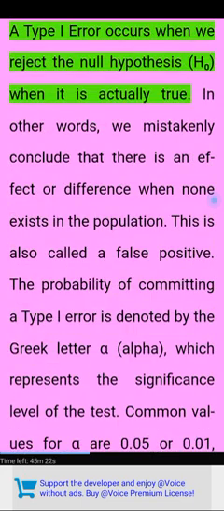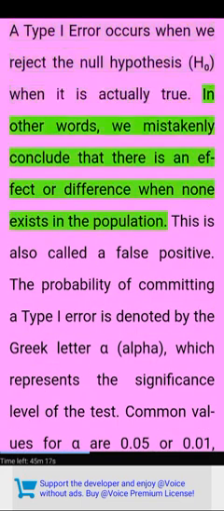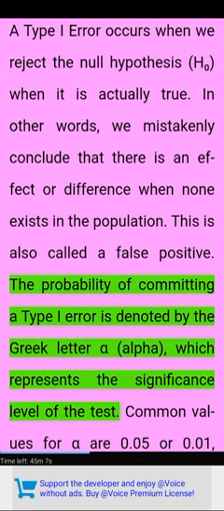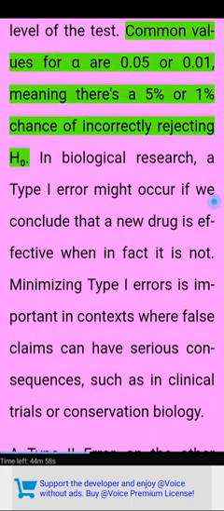A type 1 error occurs when we reject the null hypothesis H₀ when it is actually true. In other words, we mistakenly conclude that there is an effect or difference when none exists in the population. This is also called a false positive. The probability of committing a type 1 error is denoted by the Greek letter alpha, which represents the significance level of the test. Common values for alpha are 0.05 or 0.01, meaning there's a 5% or 1% chance of incorrectly rejecting H₀.